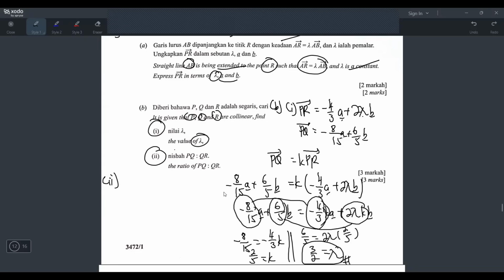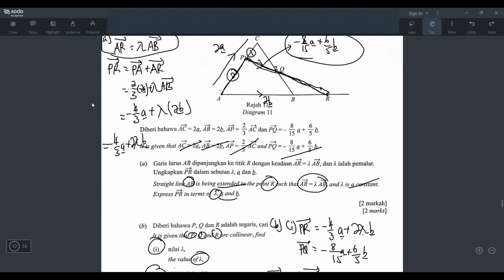Well, for question 2, you will use your K answer just now, but it's not the answer yet, because this K is 2 over 5. And if you substitute back into this, it will become PQ equals K, which is 2 over 5 PR. But it's not the answer because they want the PQ ratio QR. So this one is PQ. If you get this one, you can find PQ to PR, it's 2:5. But they don't want PQ to PR. They want PQ to QR.